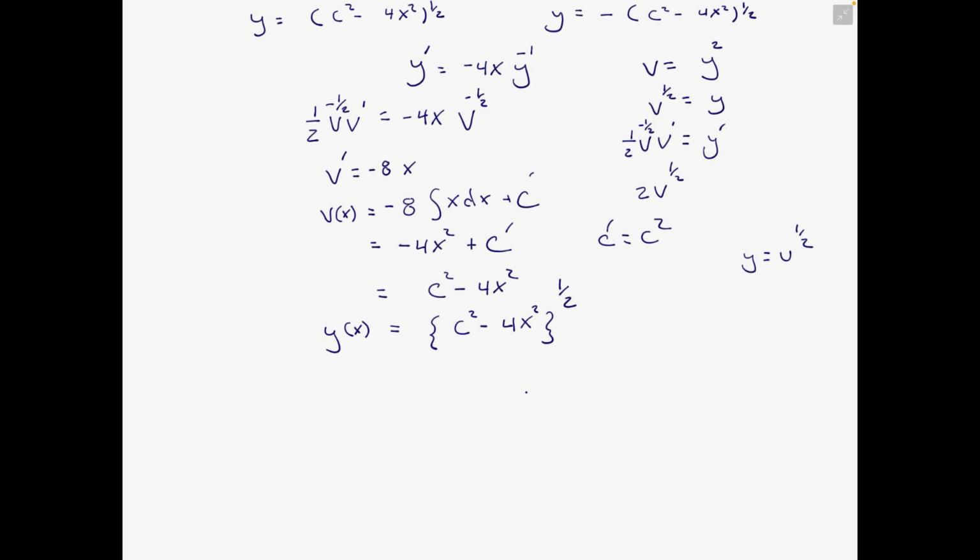We verified it. But it's plus or minus. Remember, y squared equals v. So y is equal to v to the 1/2 plus or minus. Okay, so we need both plus or minus, and that's our solution.